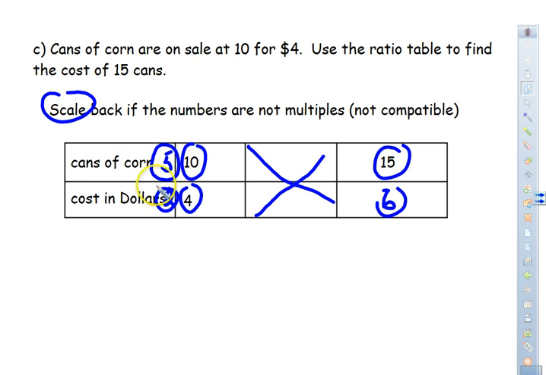Okay, in this case, we scaled back by just picking a number that might be more compatible with 15, and you can see we tried 5 and it works. And sometimes it is a guess and check.